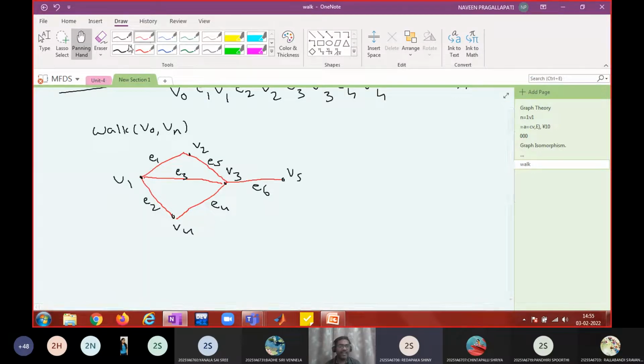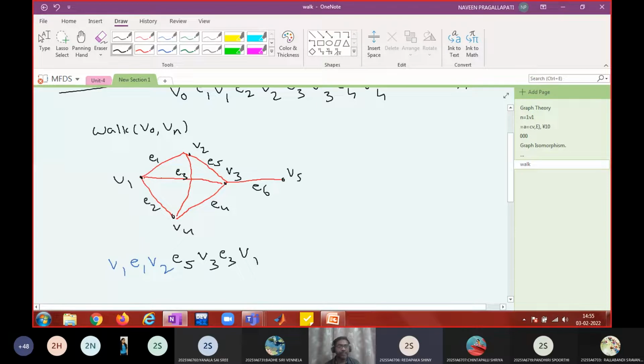Let us say we are starting from V1. I'm walking along E1, so I write E1, and E1 is connecting to V2. From V2 I'm going along E5 and reaching V3. From V3 I'm going to V1 along E3, and E3 is connecting to V1.